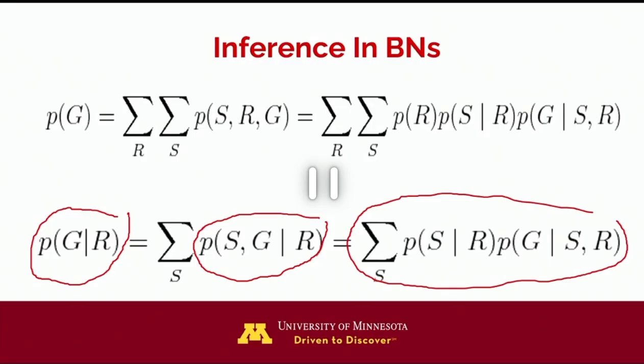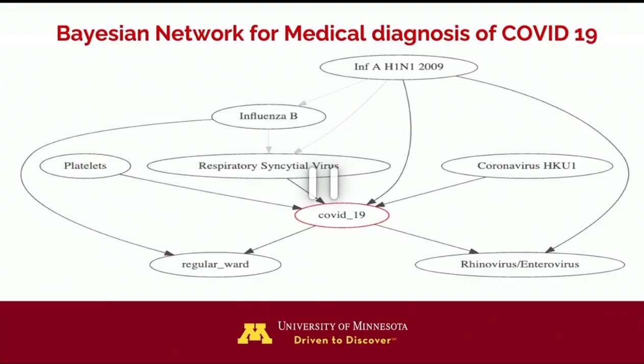I want to go to one more example. Please pay attention. What are you seeing right now? This is a Bayesian network for medical diagnosis of COVID-19. The probabilistic graphical model is an effective tool for classification problems. Based on domain knowledge, maybe I want to develop a custom model. I want to be able to trace COVID-19 to some sources.